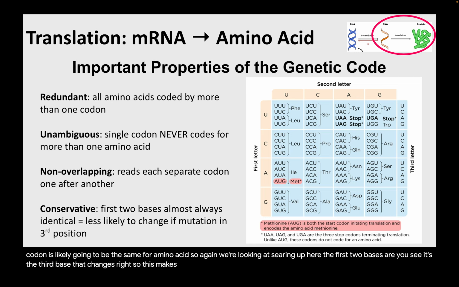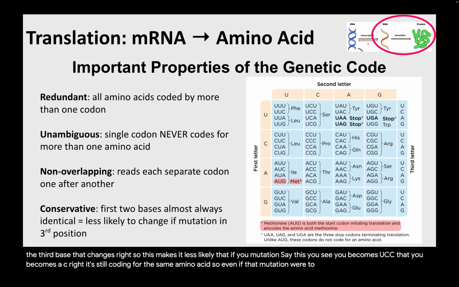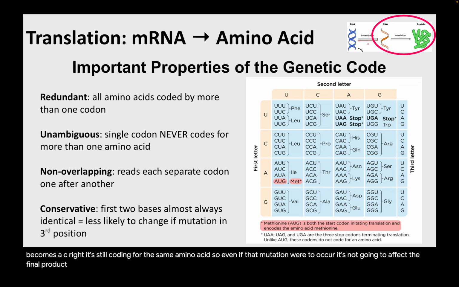So this makes it less likely that if a mutation were to occur in our genetic code, say this UCU becomes UCC, that U becomes a C, it's still coding for the same amino acid. So even if that mutation were to occur, it's not going to affect the final product. We can see many examples of this in our genetic code here. The amino acid for THR here, I forget the full name off the top of my head, but it's conservative in that the first two letters are always AC.